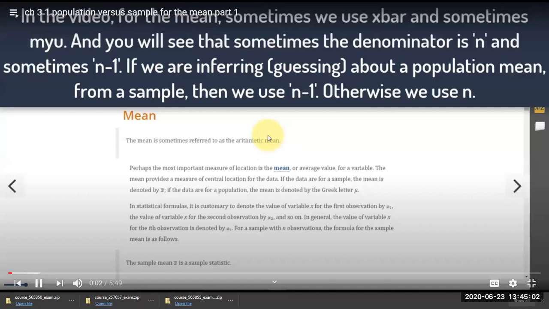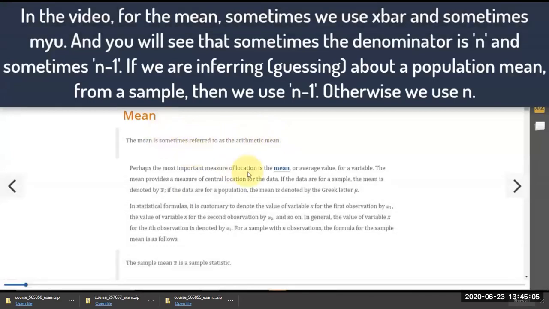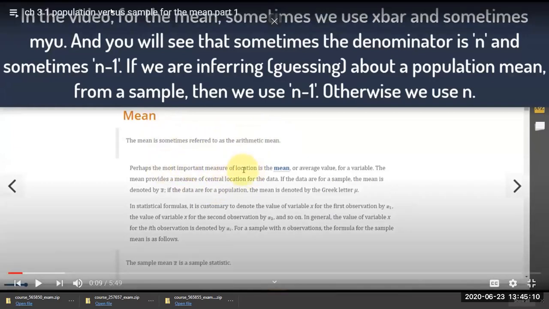Okay, so now we're back at the book. We're talking about the mean. We already explained it, but perhaps the most important measure. Okay, let's read what I wrote up here at the top. In the video for the mean, sometimes we use x bar and sometimes we use mu. And you will see that sometimes the denominator is n and sometimes it's n minus 1. If we are inferring or guessing about a population mean from a sample, then we use n-1. Otherwise, we use n. So let's see. I don't know if that will become clear or not. Let's see what happens here.